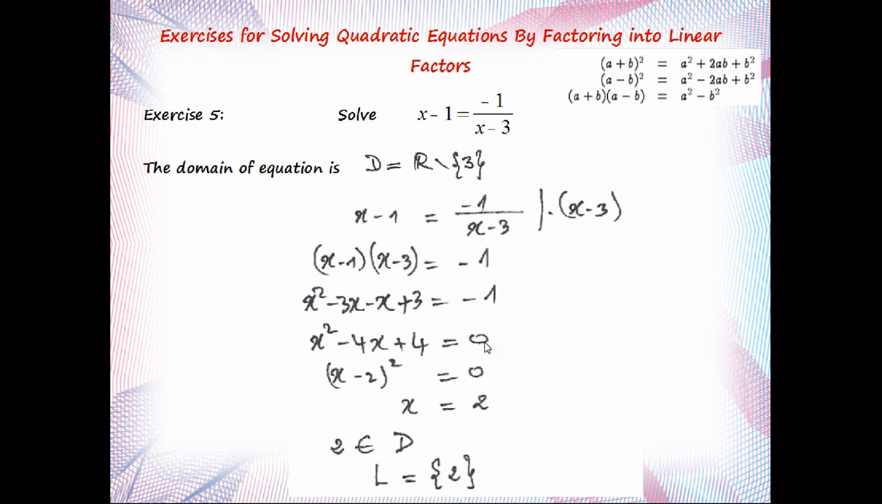By using the binomial formula, a squared minus 2ab plus b squared equals a minus b squared, with a equals x and b equals 2, we have x minus 2 squared equals 0. This means x equals 2. We see 2 is an element of the domain of the equation. This is okay. So the solution set of the equation is the set containing the element 2.